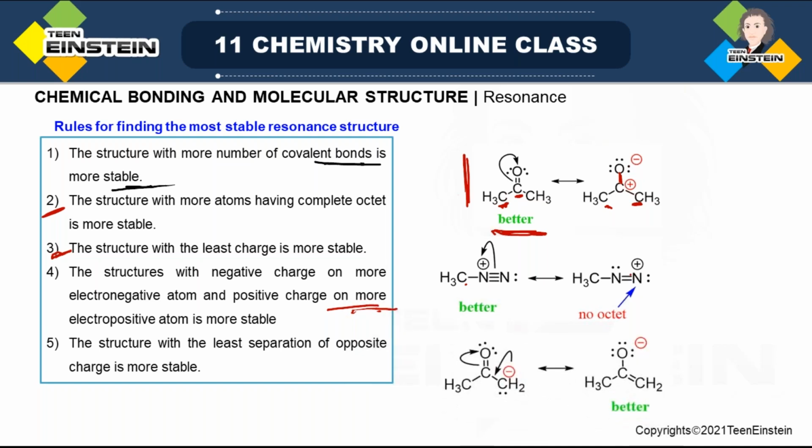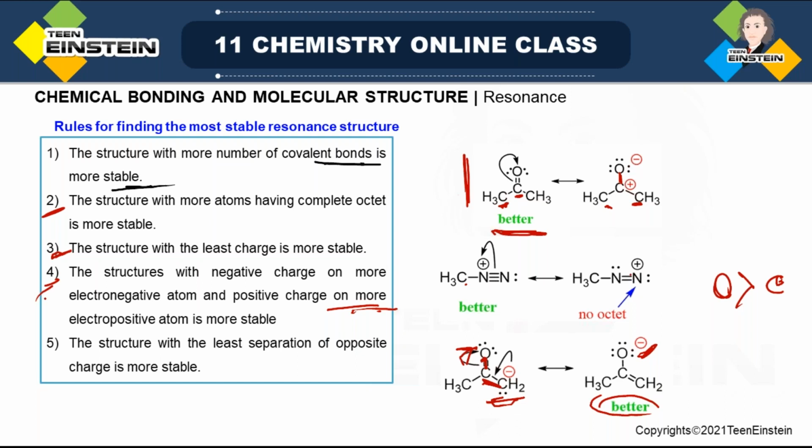For that you have to consider this resonance. Here negative charge is present over carbon. But when this negative charge follows this arrow, there is formation of a double bond between these two atoms, so this double bond is now broken, and there will be negative charge over oxygen. Among these two structures, the second one is better because in the second structure, negative charge is present over oxygen, and in the first structure it is over carbon, and oxygen is more electronegative than carbon. So obviously, the second structure is better. So for this fourth point, you can consider this structure.